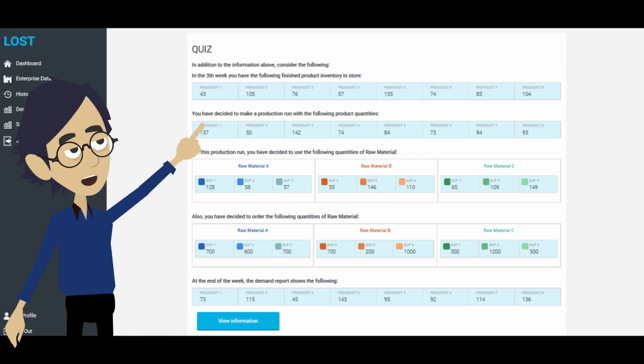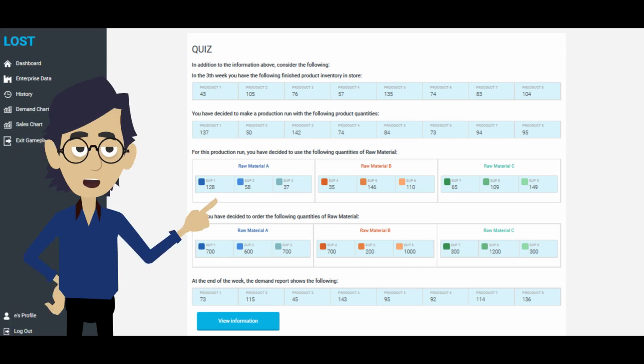The first line specifies the amount of each product you have in store at the start of the week. The second line tells you what is your production plan this week. The third line tells you the amount of each raw material you have decided to use in your production plan. The units of the quantities that appear there are in kilograms. And surely, you will discover that these quantities far exceed the raw material that is really needed.